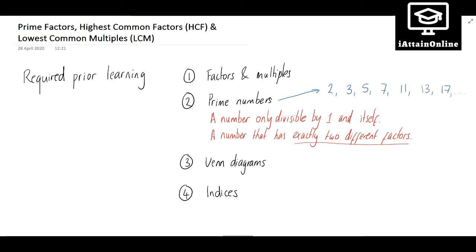So number 1 is factors and multiples. You need to remember a factor is a number that goes into a number, whereas a multiple is a number in the times table. You need to know what a prime number is. I've listed the first few there.